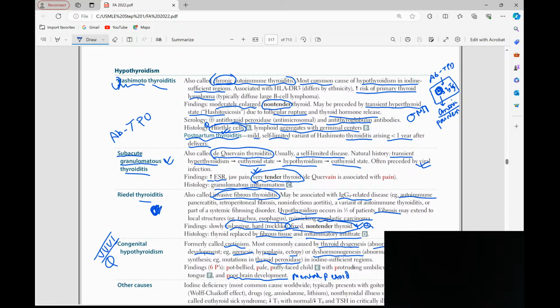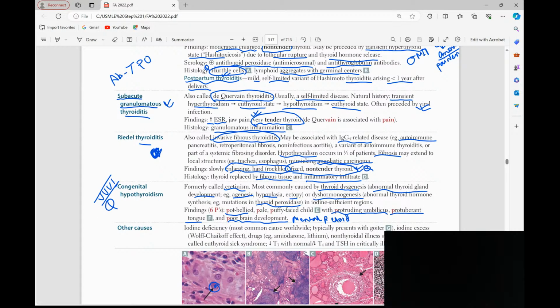and protruding umbilicus, protruding tongue, okay, pot belly. Mainly the protruding umbilicus. The umbilicus is very big. The tongue is coming outside, and the patient is mentally retarded. Then we need to go with congenital hypothyroidism. That is, the patient is deficient in iodine or deficient in some hormonal step from very birth.